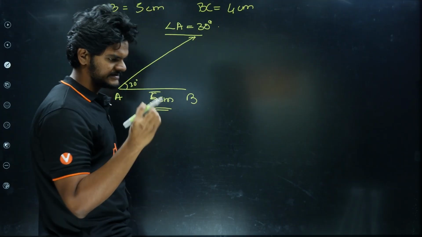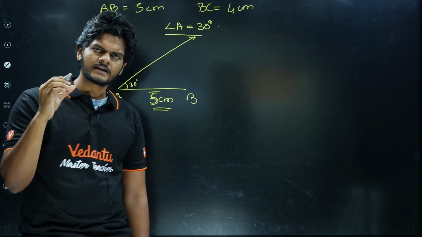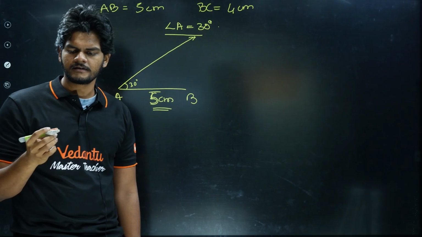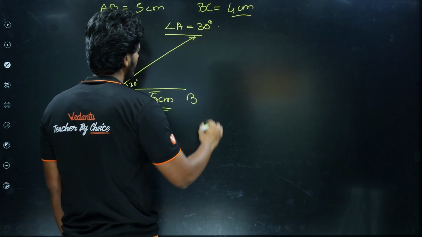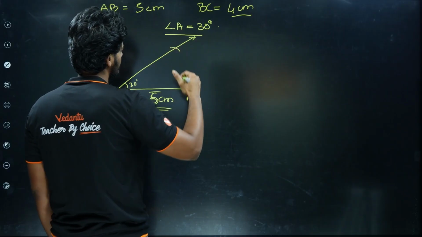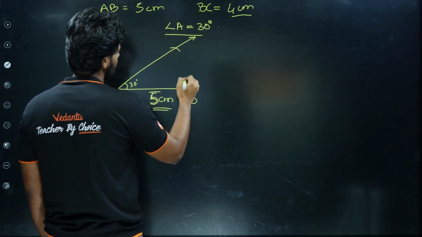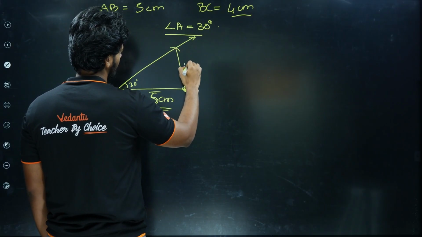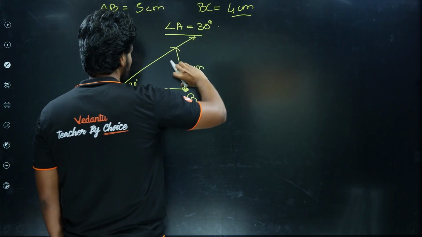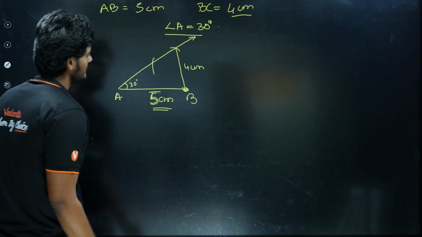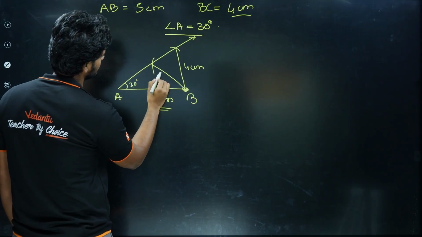Now I take a compass and I measure 4 centimeters, and I'll try to cut it from B. Taking B, I cut and I get 4 centimeters. But if you do this practically, you will see that there will be another point here which will also be 4 centimeters.